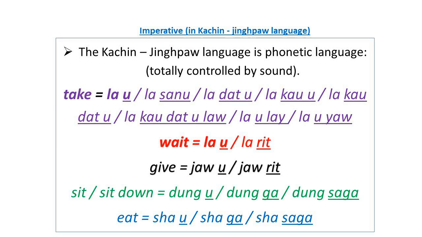Okay, give, base verb. In Kachin Jinghpaw, you can say jo u, jo rit. Sit, sit down, base verb. In Kachin Jinghpaw, you can say dung u, dung ga, dung zga. Eat, sha u, sha ga, sha zga. There are so many possibilities to express the imperative in Kachin Jinghpaw language.